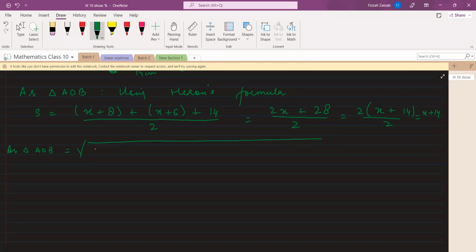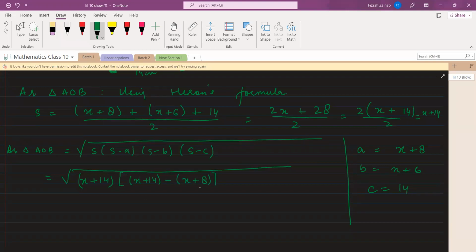So the formula is this: square root of S into (S minus A), (S minus B), and (S minus C). So mention what your A is here. A, you are taking x plus 8. B, you are taking x plus 6. C is 14. So you put it here. S is x plus 14. And this is, use a big bracket, (x plus 14 minus A), which is x plus 8. Please use brackets, okay? Then S, x plus 14 minus B, which is x plus 6, right? Into S minus C. So x plus 14 minus 14, right? Everything is under the root.